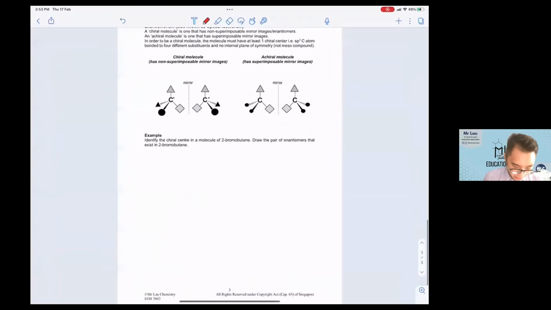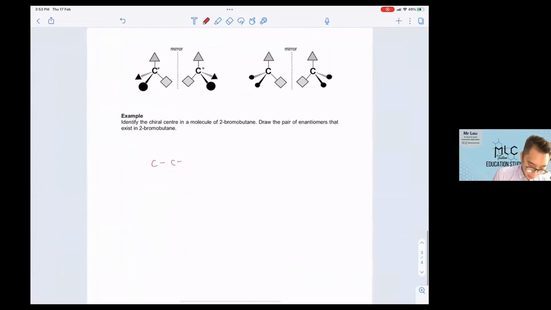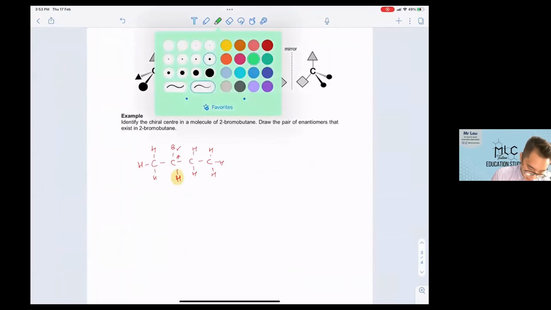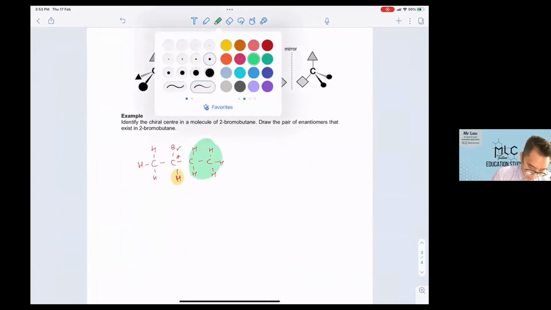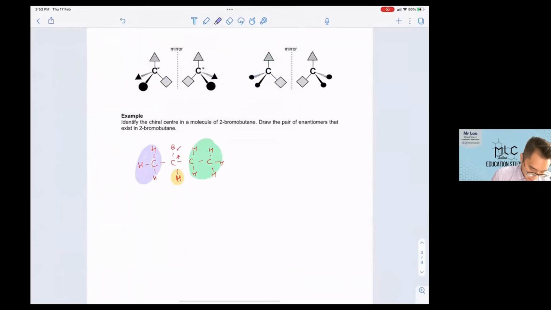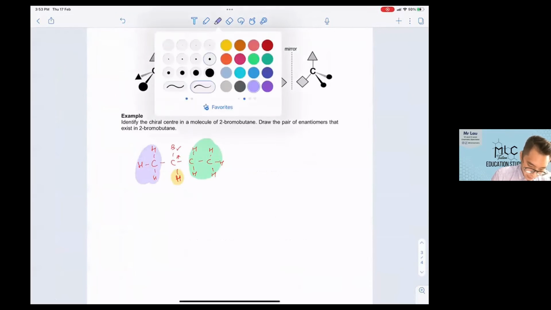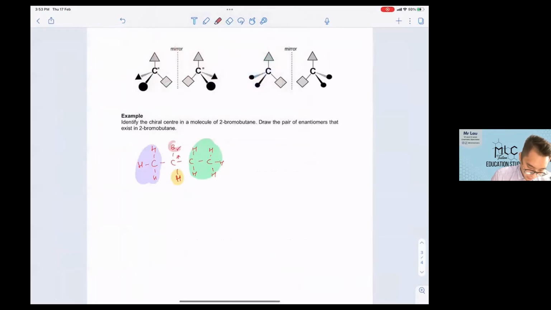So for example, you have 2-bromobutane. Let me draw it out. 2-bromobutane looks like this. You must first identify the chiral center. The chiral center is the one where all four groups are different. So this one over here is the chiral center. There are four different groups: 1, 2, 3, and 4. All four groups are different, so therefore this is the chiral center.